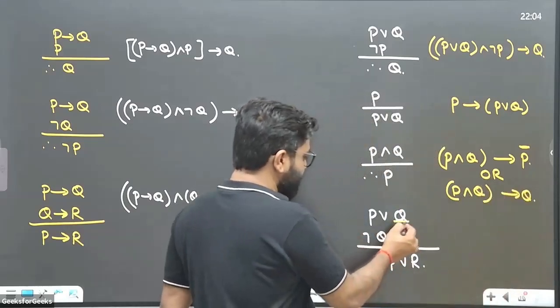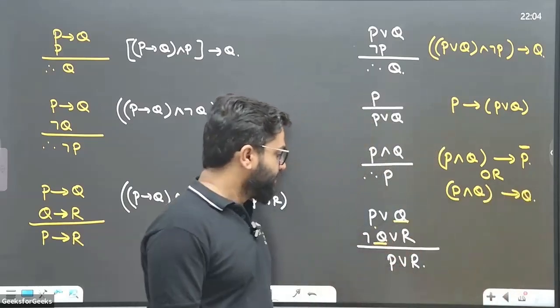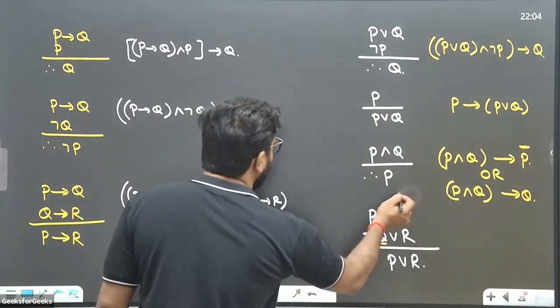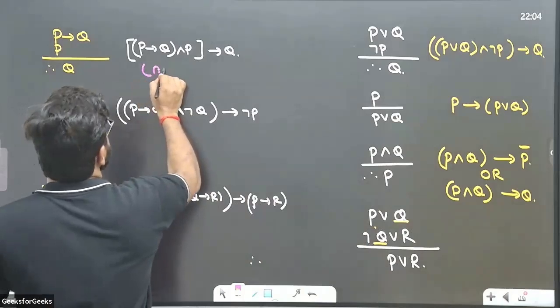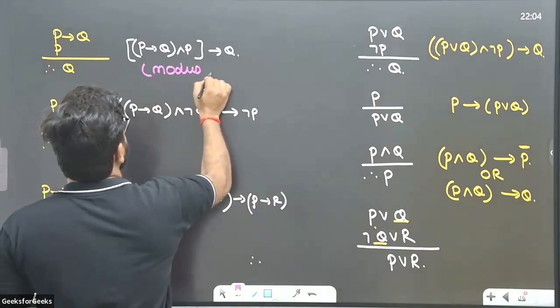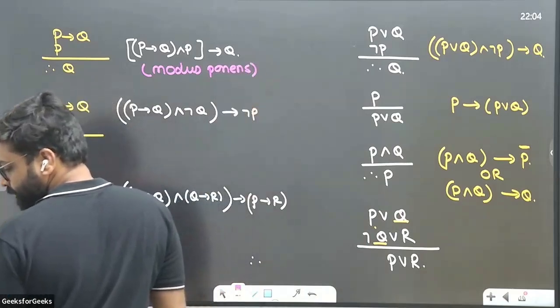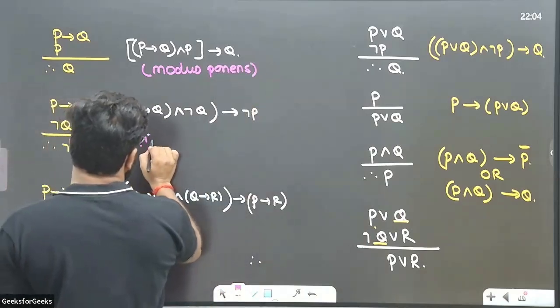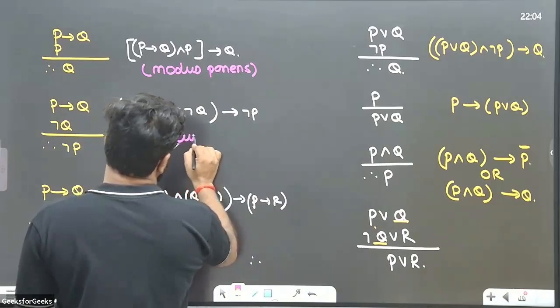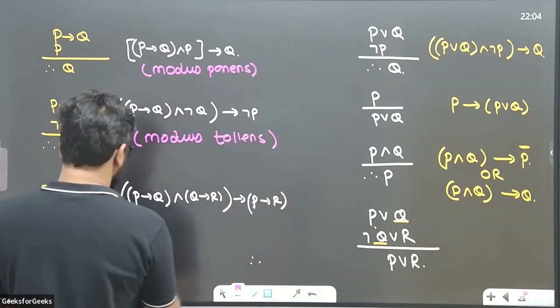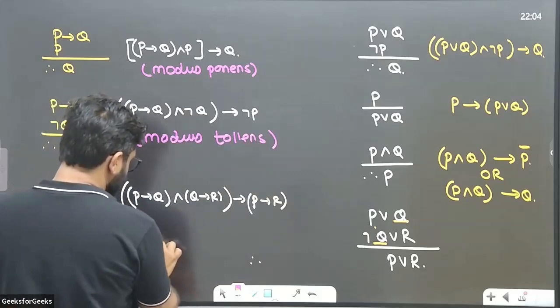And here one is positive, one is negative, and you will get P or R. So we have different names for these. If you want, you can use the names. First one is modus ponens. Here, modus tollens. Here, hypothetical syllogism.